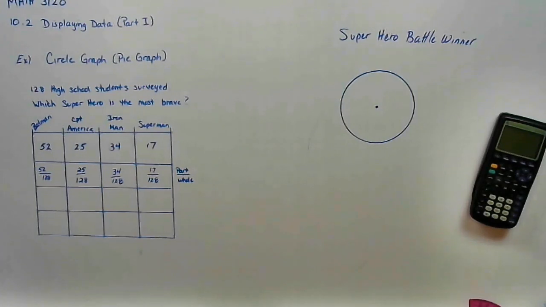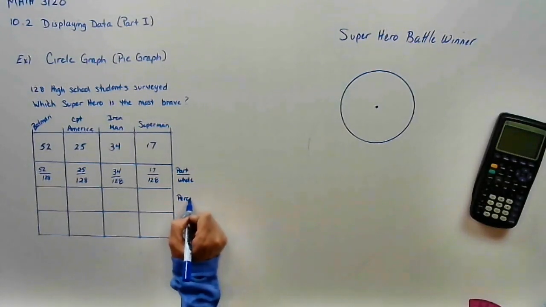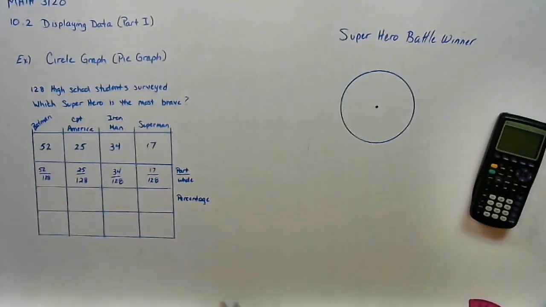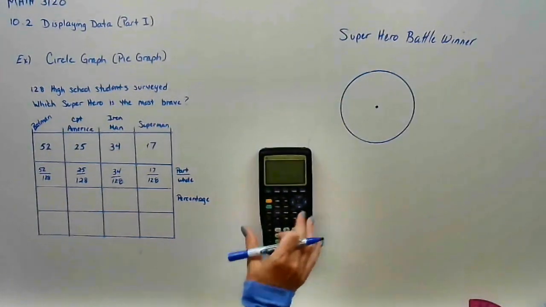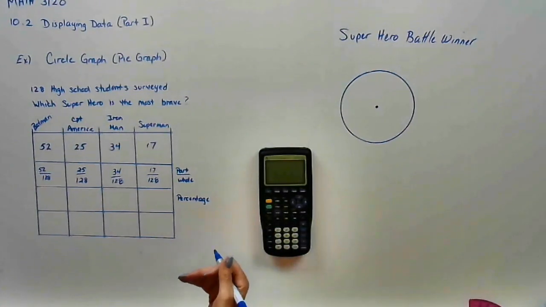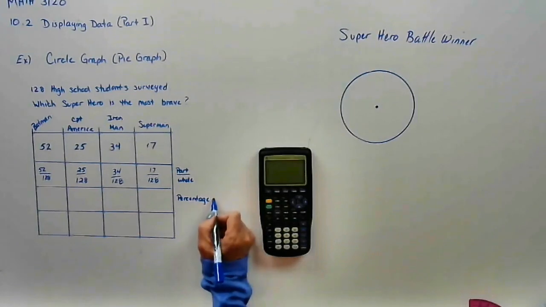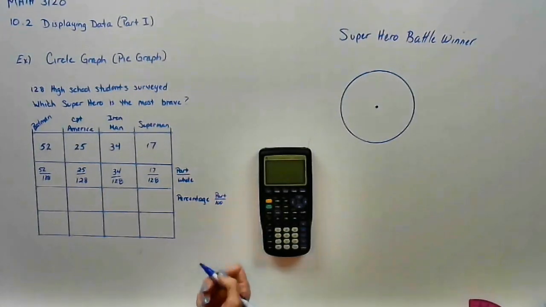So now we need to turn that into a percentage, because a pie graph or a circle graph is always based on percentages or the wedges. So let's turn this into a percent. In other words, do the division. Percentage, remember, is always rounded to the nearest hundredth. So a percentage is always what part out of 100. So we need to round this to the nearest hundredth.